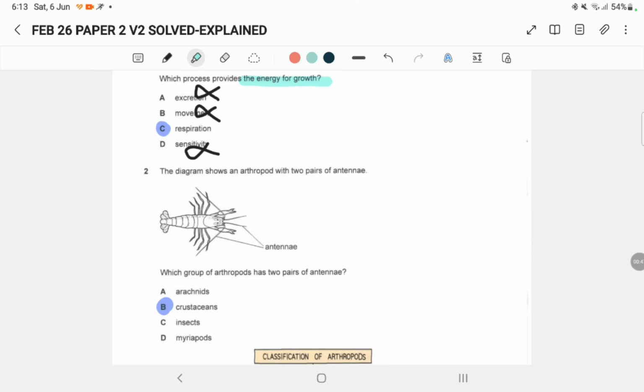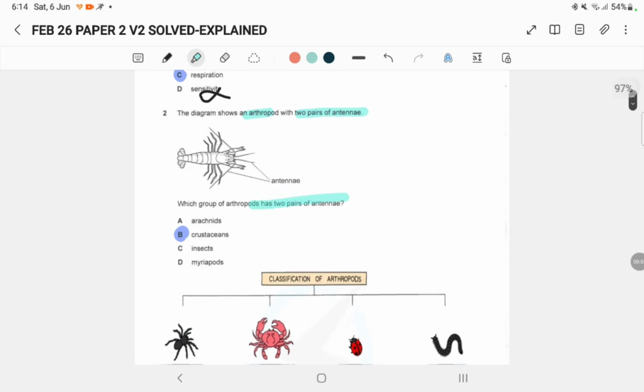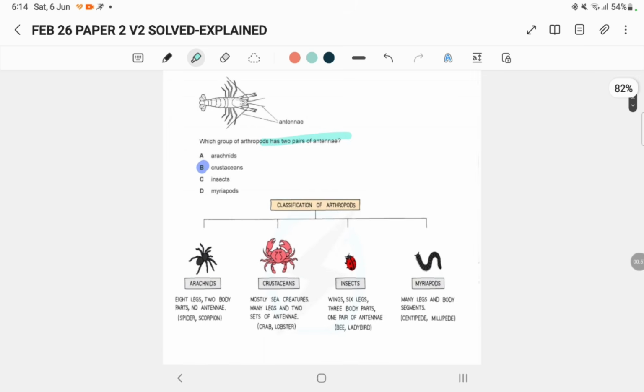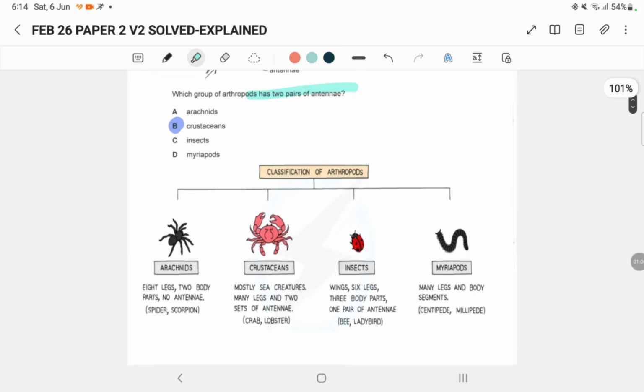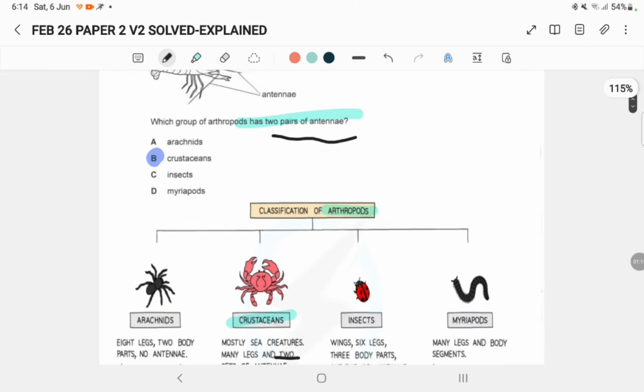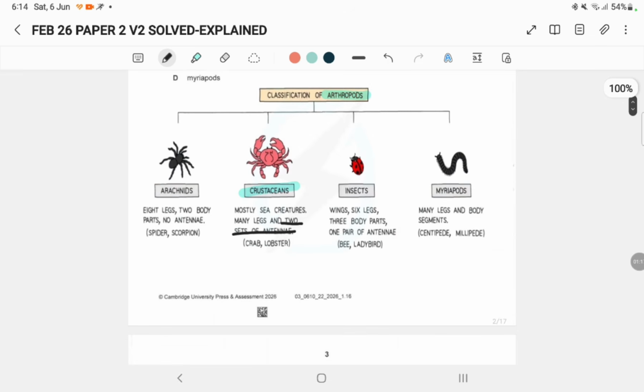Question 2. The diagram shows an arthropod with two pairs of antennae. Which group of arthropods has two pairs of antennae? Well, that will be the crustaceans, and you can easily refer to your notes. When I say arthropods with two pairs of antennae, I refer to the crustaceans, and as you can see here, two sets of antennae according to your notes. Here is a diagram for you so that you can understand it and memorize it, if you haven't memorized it before.